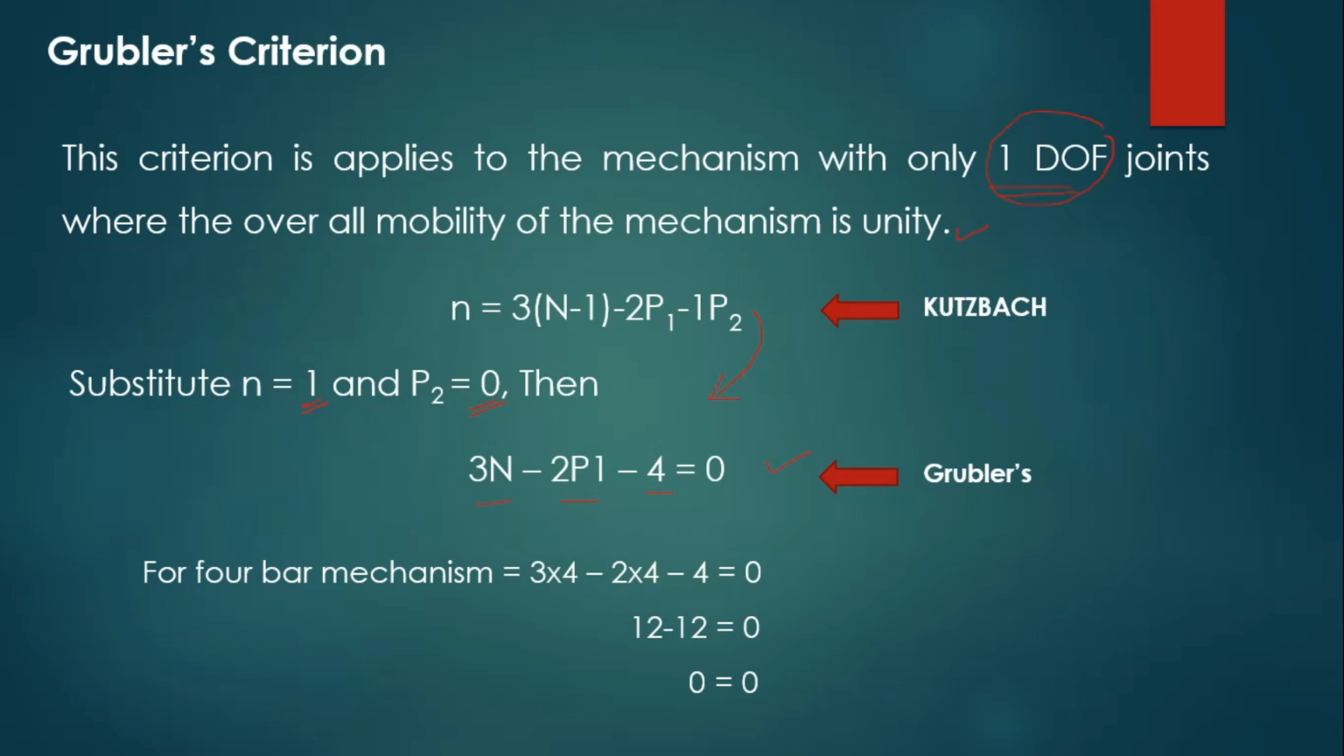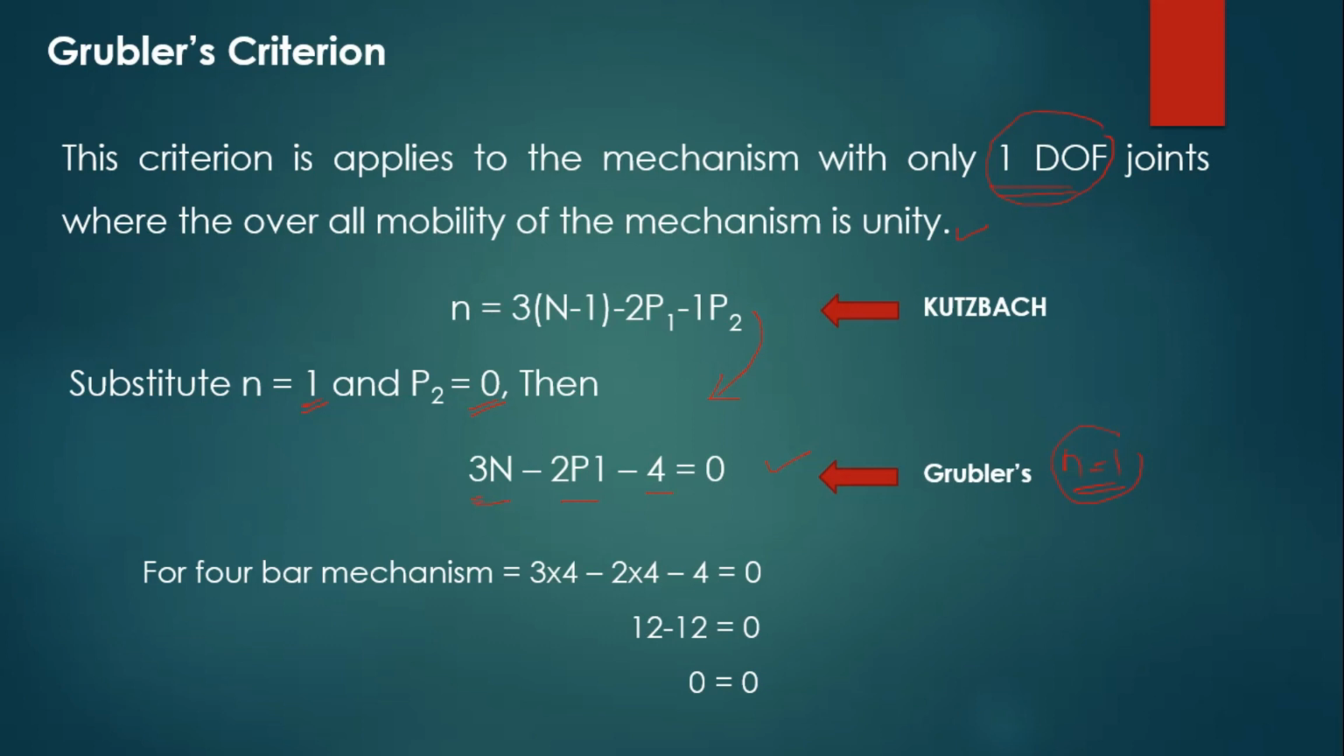So this is called the Grubler criteria. Now let us substitute for a 4 bar mechanism. Let us check this Grubler equation for a 4 bar mechanism. Already for a 4 bar mechanism, n, which is equal to 1. We know that, right? Take this Grubler equation.